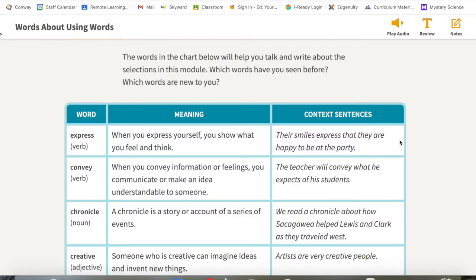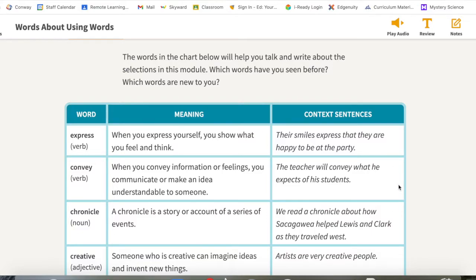Another important word that talks about how to use words is the verb convey. When you convey information or feelings, you communicate to make an idea understandable to someone. It sounds a little bit like you might have heard of a conveyor belt, something that carries things along in a factory or places like that. It carries things along with it, just like your words carry information and feelings.